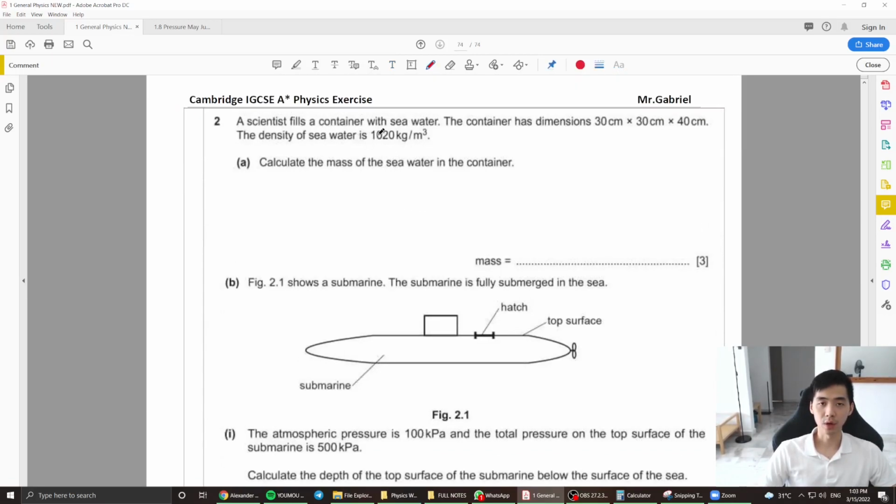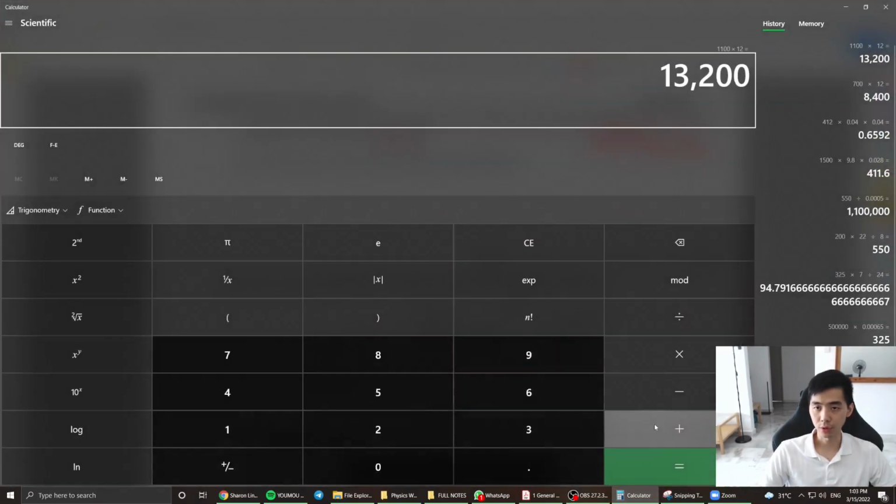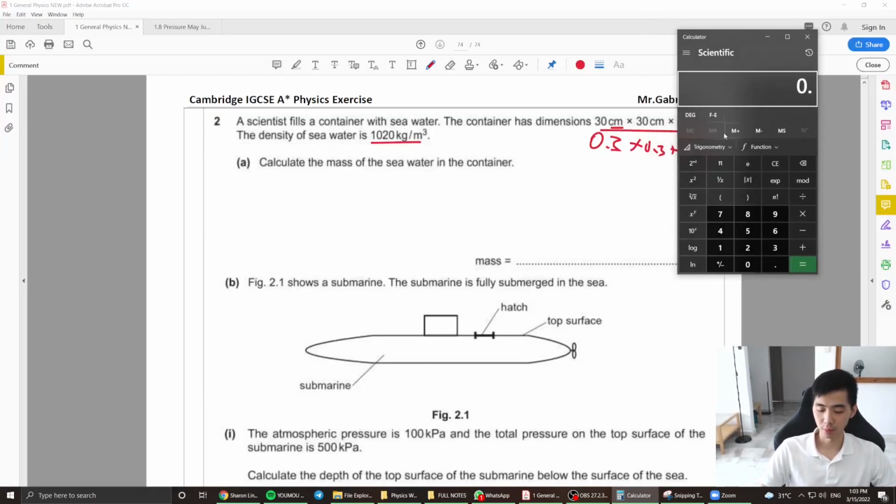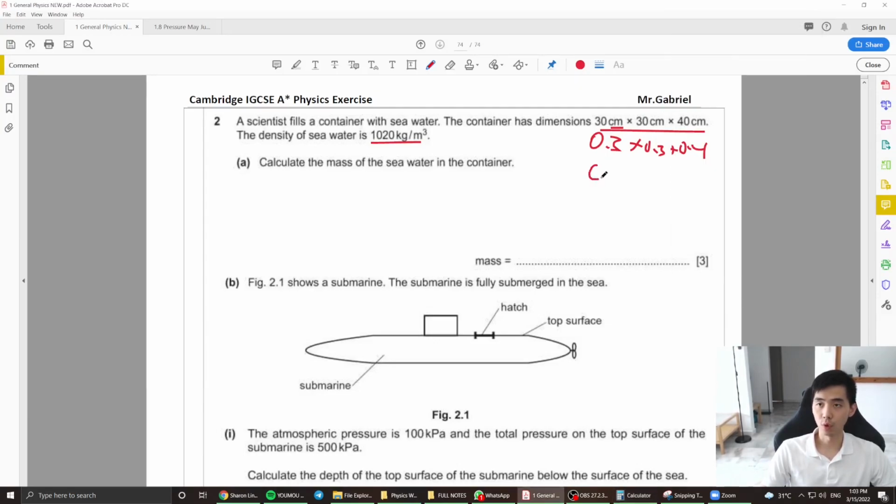A scientist fills a container with seawater. The container has a certain dimension, and the density is this amount. Now first thing I notice is that this is in cm and this is in meters cube. So you have to change everything into meters. 0.3 times 0.3 times 0.4, which is going to give you how much? 0.3, yeah, why is this so big? 0.3 times 0.3 times 0.4 is going to give you a volume of 0.036 meters cube.